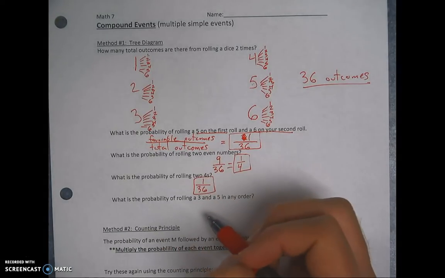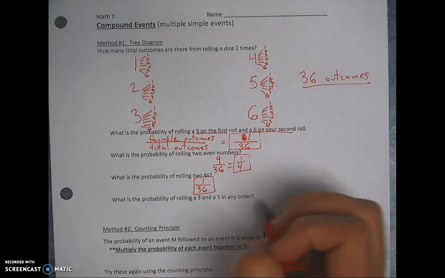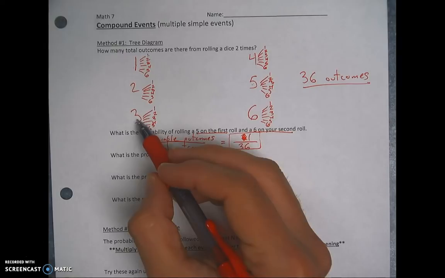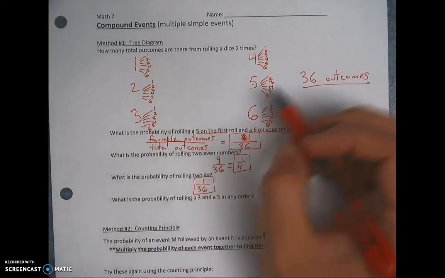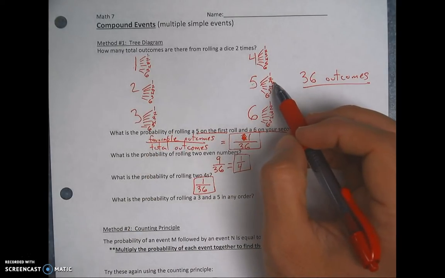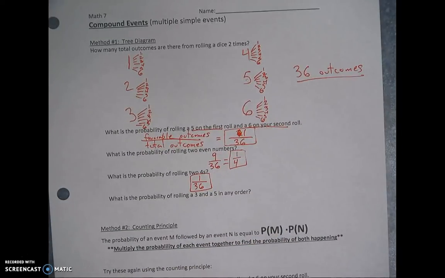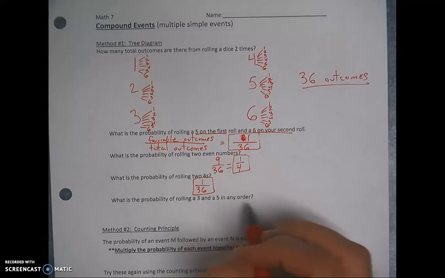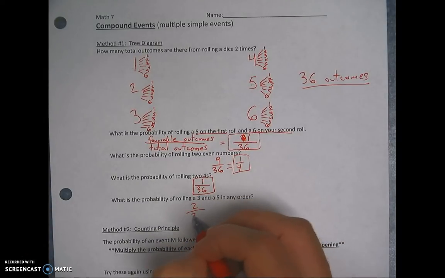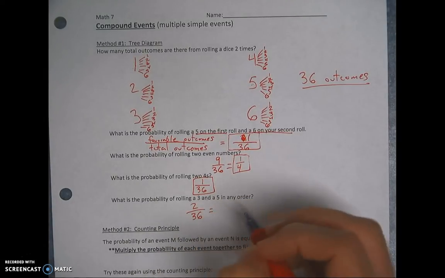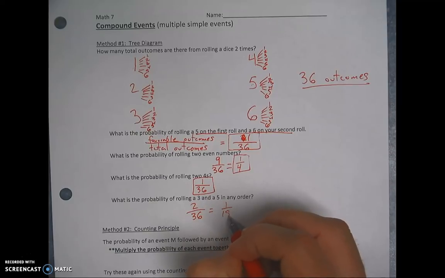Now here's the question I was talking about. What's the probability of rolling a 3 and a 5 in any order? So you could roll the 3 and then the 5, or you could roll the 5 and then the 3. So there's 2 combinations or 2 outcomes here that have a 3 and a 5 in any order. So it's 2 out of 36. And that's equal to 1 out of 18 if you simplify.